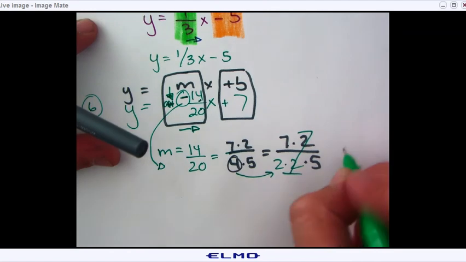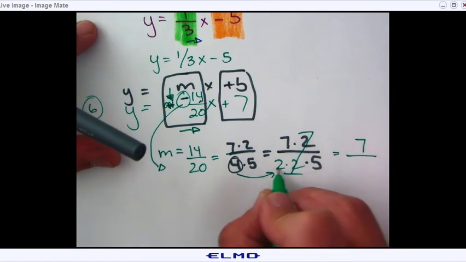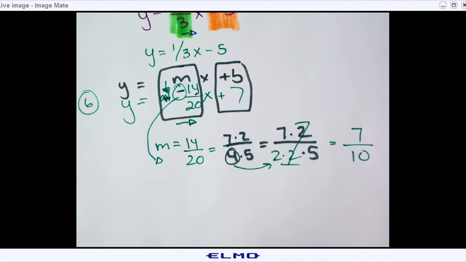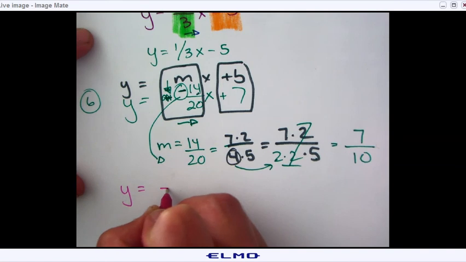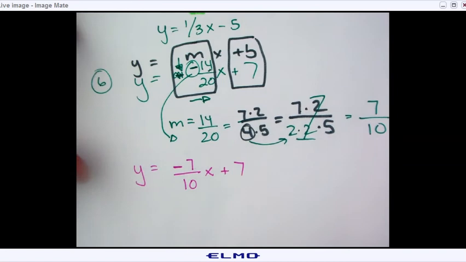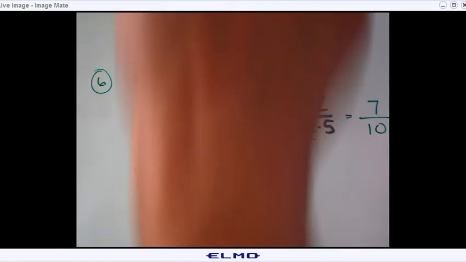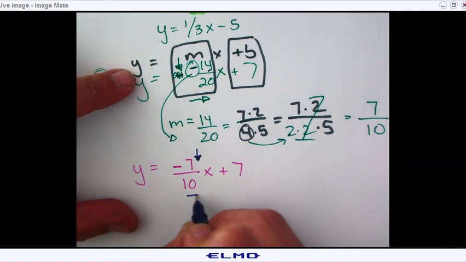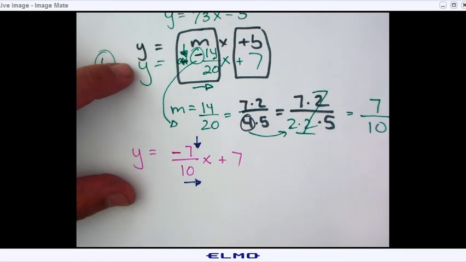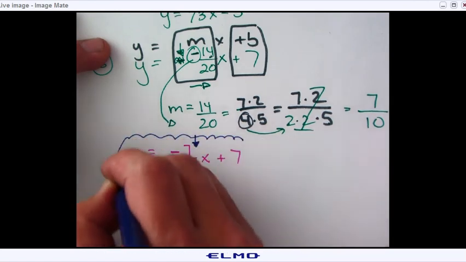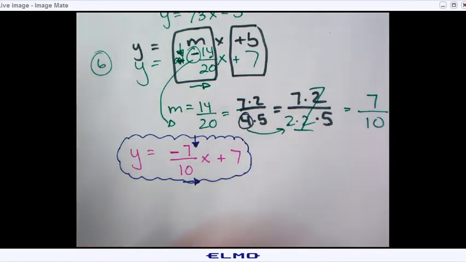So what are you left with? Well, I'm left with 7, and then 2 times 5 is 10. So I'm left with 7/10. But remember, it's a negative. So here we go. Y equals negative 7 over 10x plus 7. Now you could graph it, right? Y equals mx plus b. Fall over run. It's going to fall 7, run 10. And this is what you have to write. There you go. This is your answer.